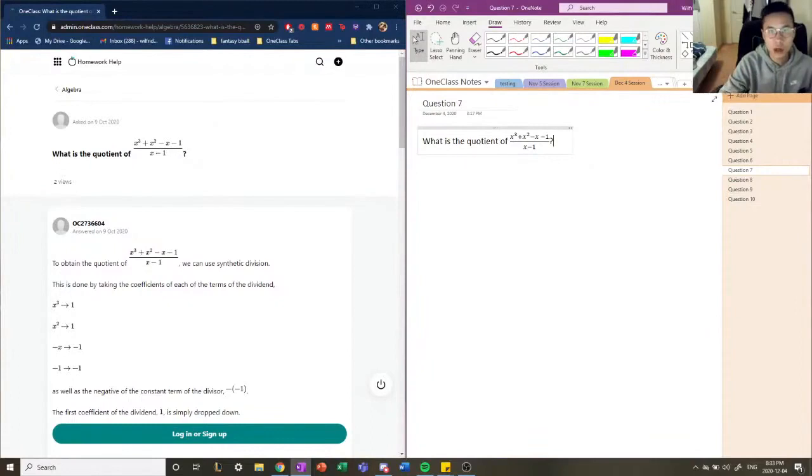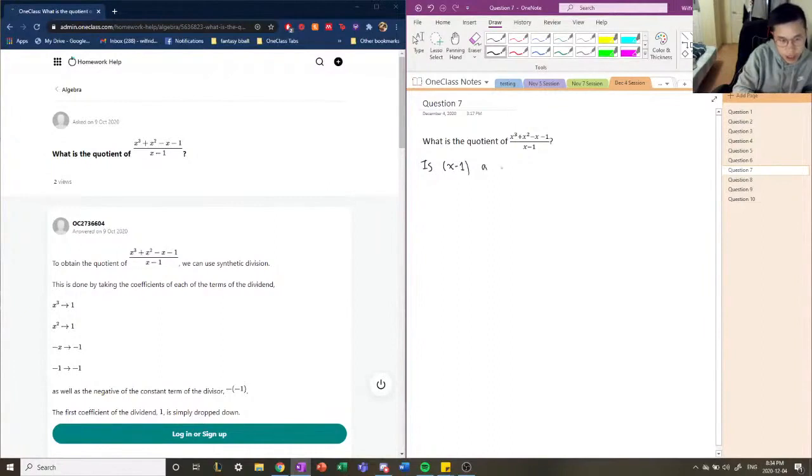Long division and synthetic division both try to do the same thing. They essentially try to figure out whether or not a possible factor of a polynomial is actually a factor. So when we look at this quotient, x cubed plus x squared minus x minus 1 divided by x minus 1, this question is basically reading, is x minus 1 a factor of x cubed plus x squared minus x minus 1? That's another way to read this question.